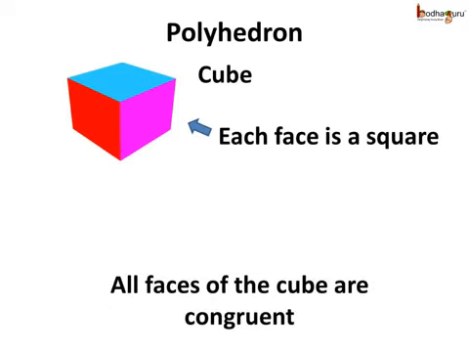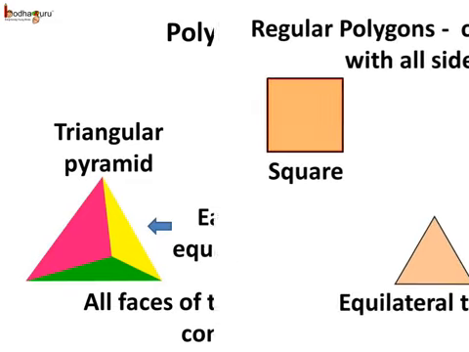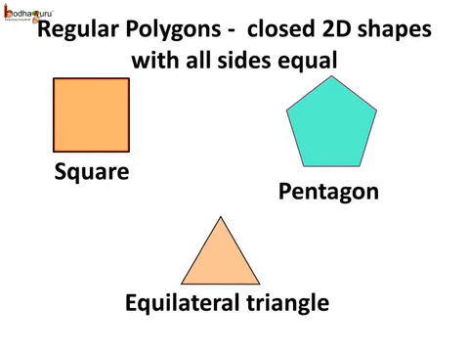If we observe, few polyhedra have the same kind of faces like this cube. In the cube, each face is a square. So we can say all the faces of this cube are congruent. Here again, in this triangular pyramid, each face is an equilateral triangle, which means all the faces of this pyramid are congruent.